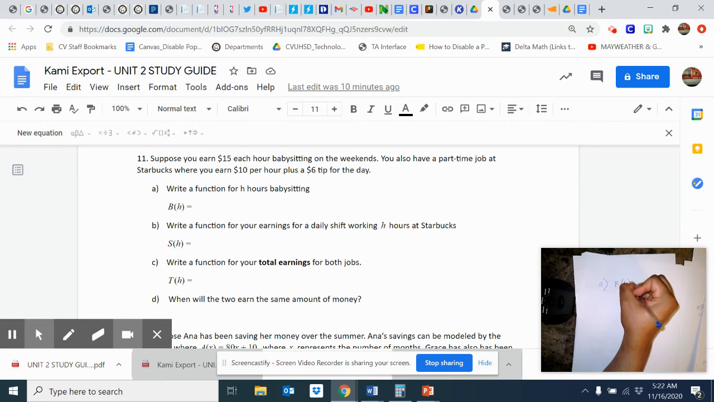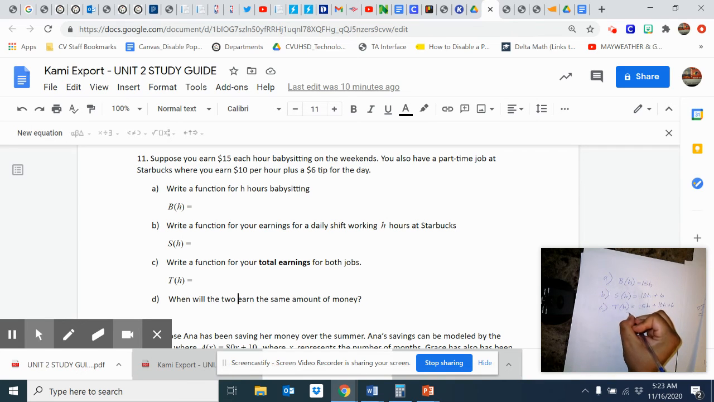B of H is going to be 15H. B, your Starbucks is S of H equals 10H plus a $6 tip. All right. Now this T of H, remember you have to combine like terms. It's going to be both of them plus 10H plus 6. So this is going to actually be 25H plus 6 for T of H.